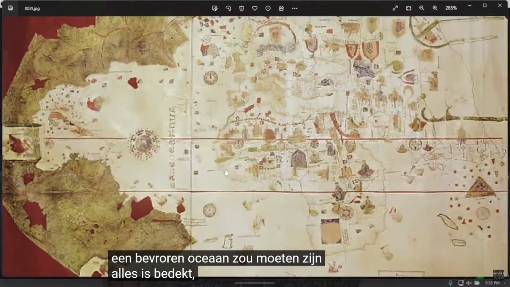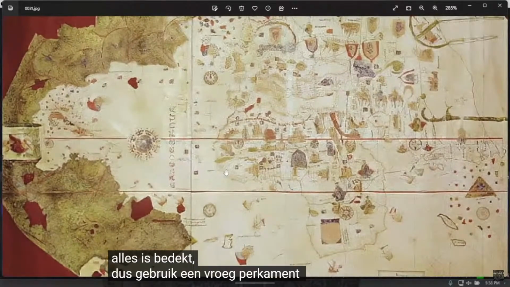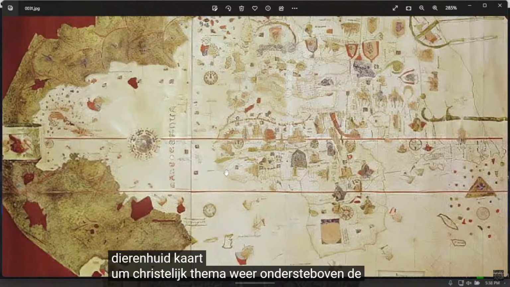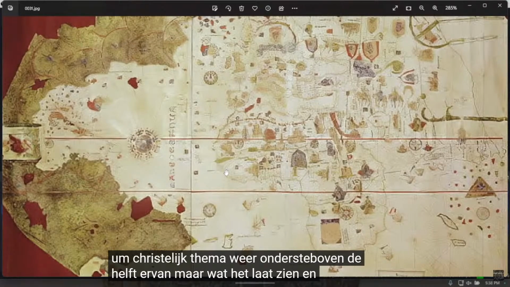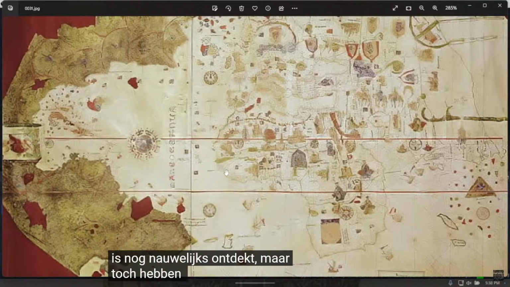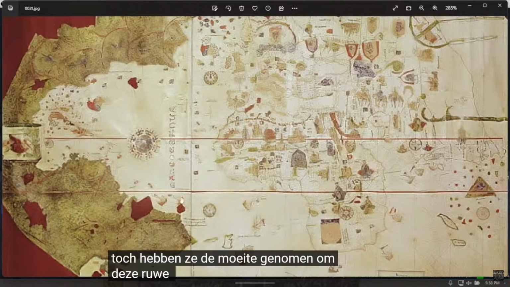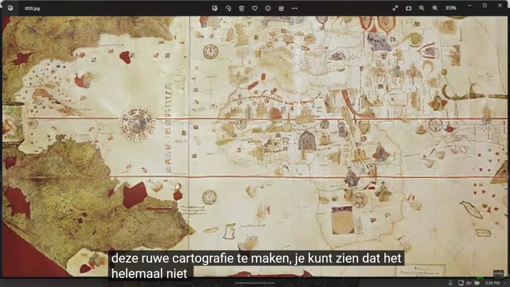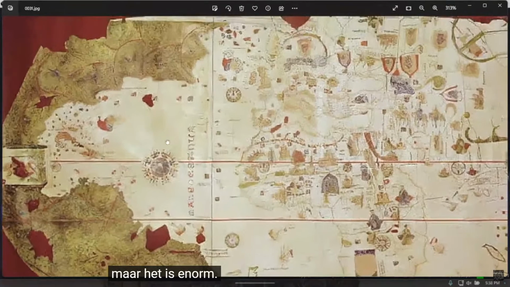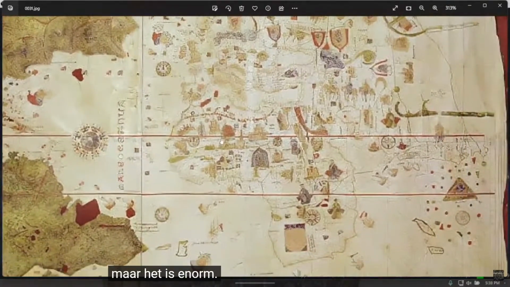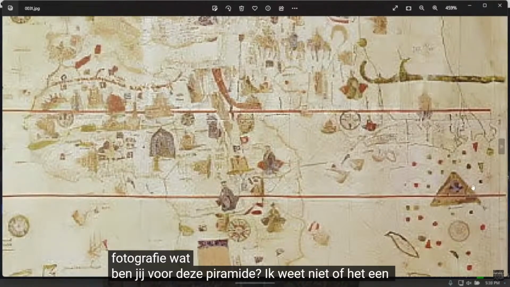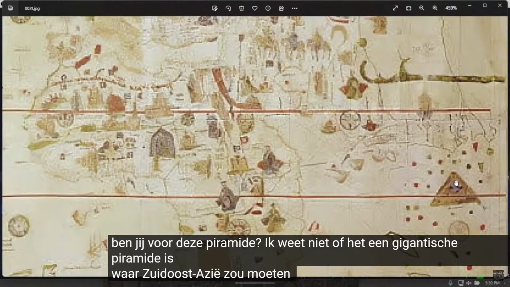Everything's covered up. So, using an early parchment made of animal skin map, Christian themed again, upside down half of it. But what it is showing, and this is a late 1400s map, so America hasn't hardly been discovered yet, but yet they've gone to the effort to do this rough cartography. You can see it's not defined at all, but it's massive. It is a massive undertaking, but really crude cartography. What this pyramid is here, I don't know. It's a giant pyramid where Southeast Asia should be.